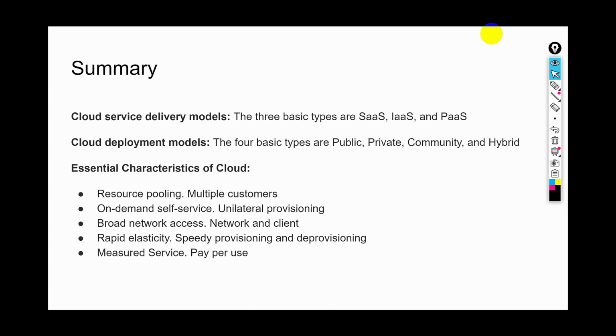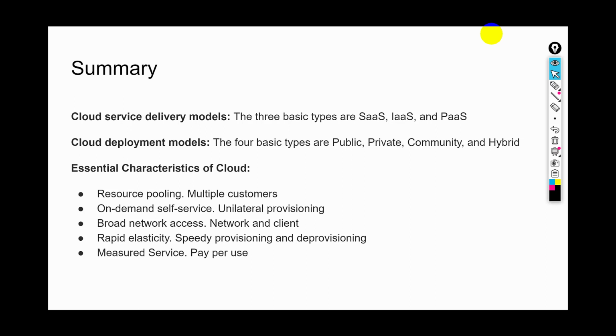All right. So what did we learn or look at today? We did the different delivery models: software as a service, infrastructure as a service, and platform as a service. These are all delivery models. And then we looked at the deployment models. I guess I should have said delivery models on the top, and then deployment models. Anyway, so you have public, private, community, and hybrid.